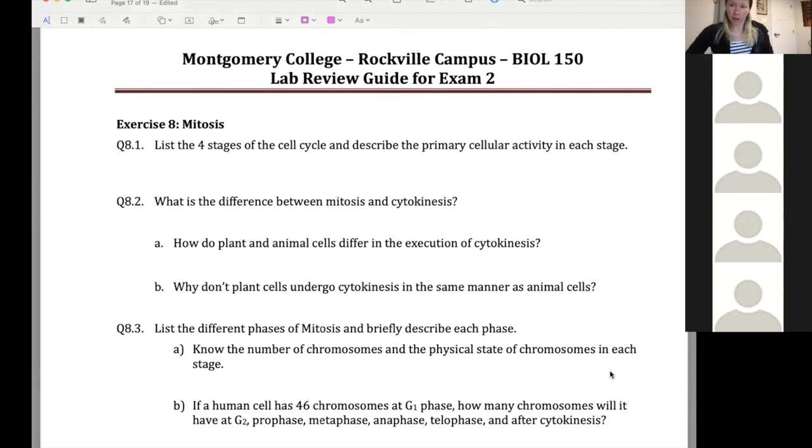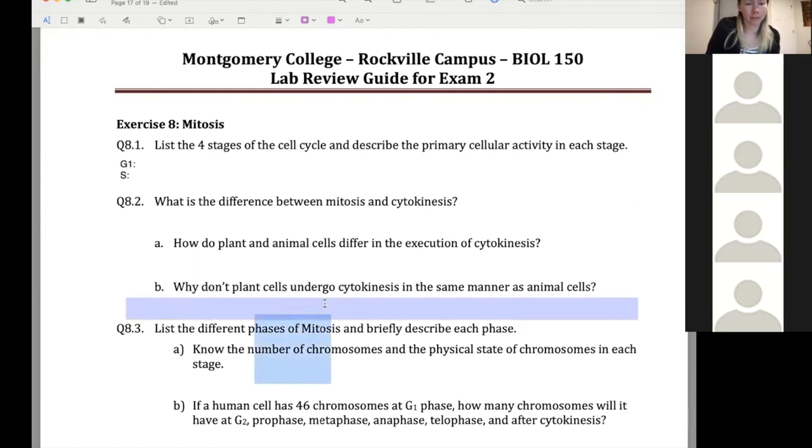For the stages, we have G1, gap one, then synthesis, then G2, and then the M phase, mitosis. When you're talking about the cell cycle, the M stands for mitosis. If you're talking about the phases of mitosis, then M stands for metaphase.